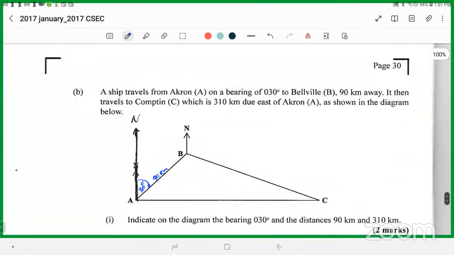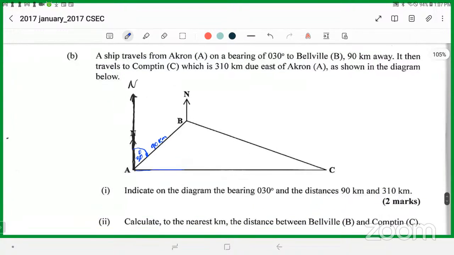All right. It says, and then it travels to Compton, which is, read carefully now, 310 kilometers due east of Akron. So from Akron to C, to Compton, is east. So it means that this bearing is 90 degrees. The bearing of east is 90 degrees. So this is an east-west line. All right, careful now. And I said the distance is 310. So it means that this distance across here is 310 kilometers.